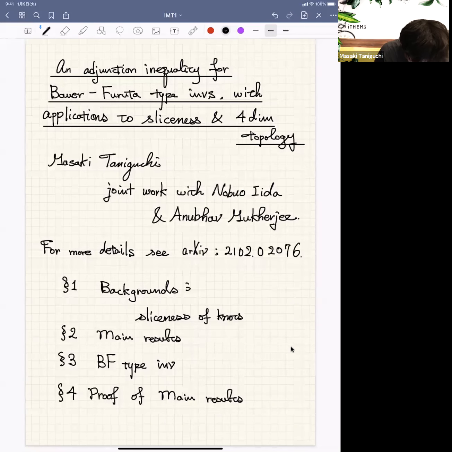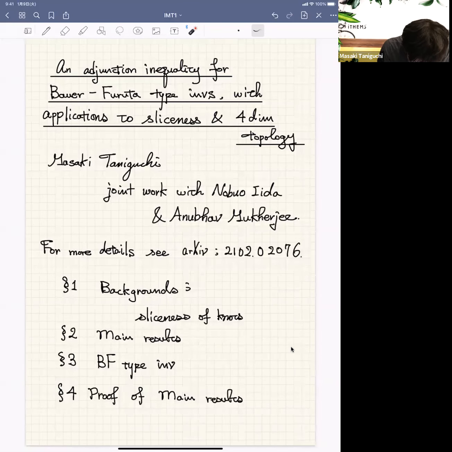The title is An Adjunction Inequality for Powerful Type Invariants with Application to Sliceness and Four-Dimensional Topology. I'm Masaki Taniguchi, working at RIKEN in Japan. This is joint work with Nobuo Iida and Anubhav Mukherjee. For more details, you can see this arXiv paper of our joint work.